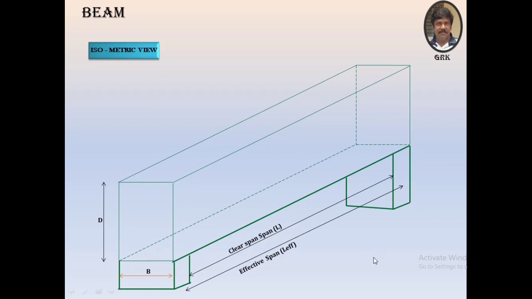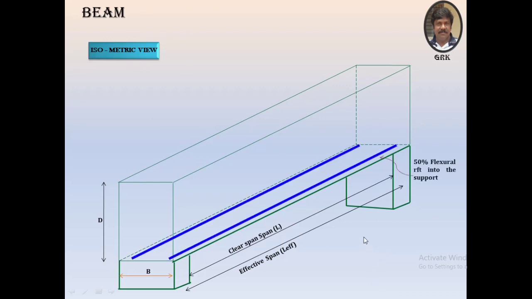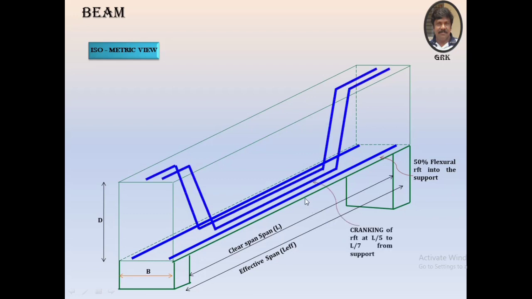Now I am going to show you the 3D view of the reinforcement. These are the reinforcement that are provided for the bending moment. We call it flexural reinforcement. 2 bars have been provided straight, keeping in view that as per the code specification, minimum 50% to be taken to the support. And 2 bars have been cranked and taken up to the top, where the angle of inclination is taken as 45 degree.